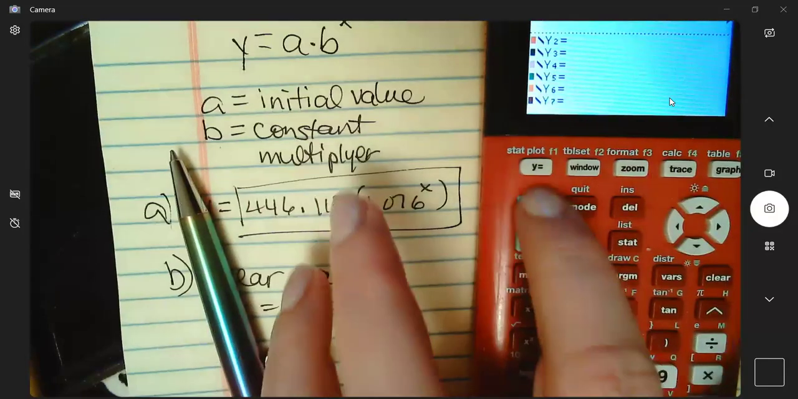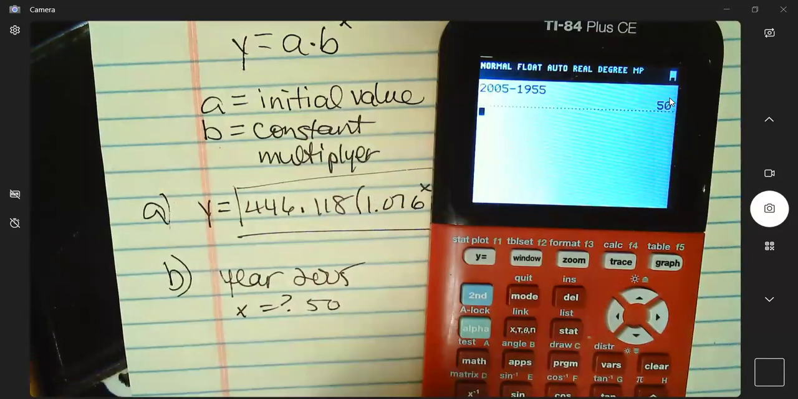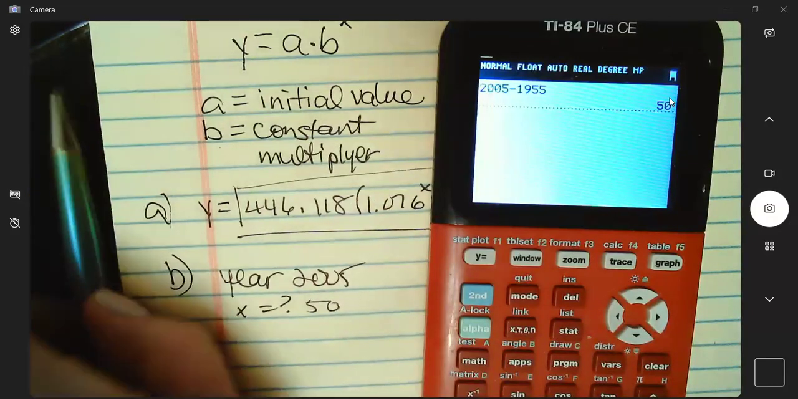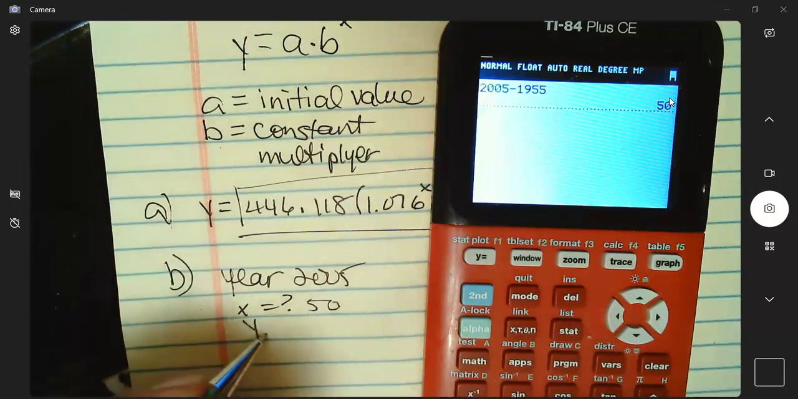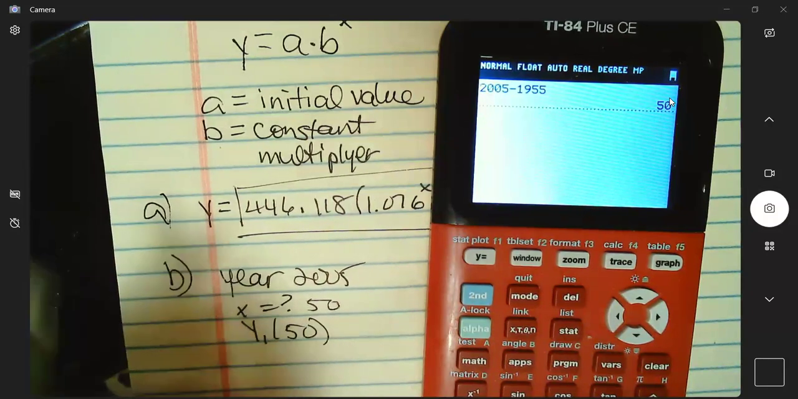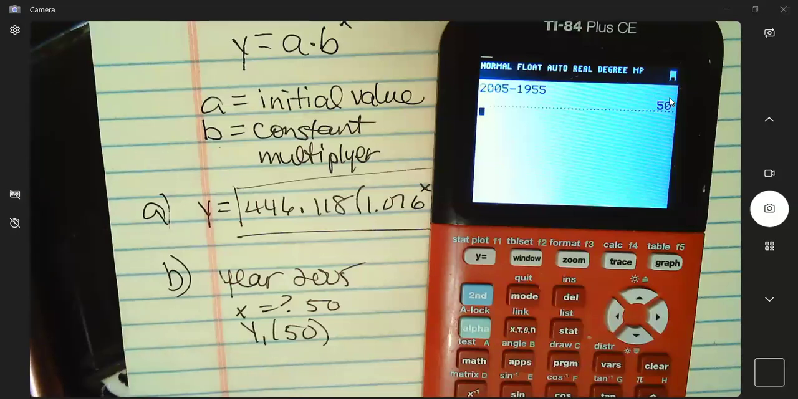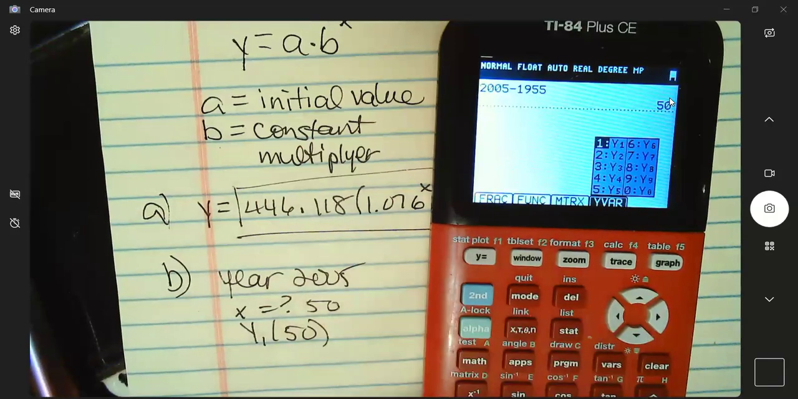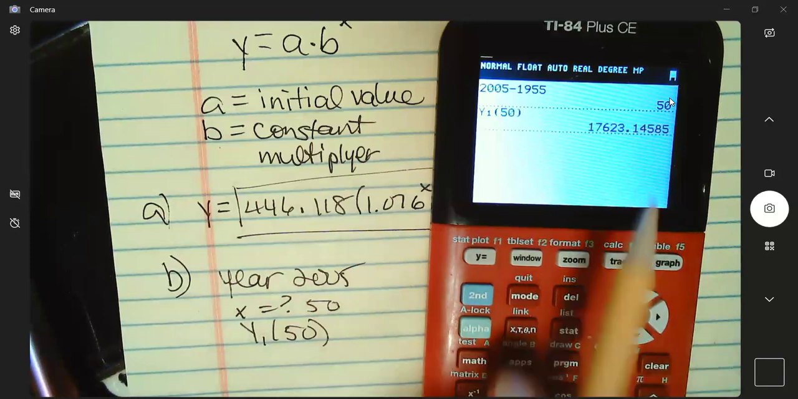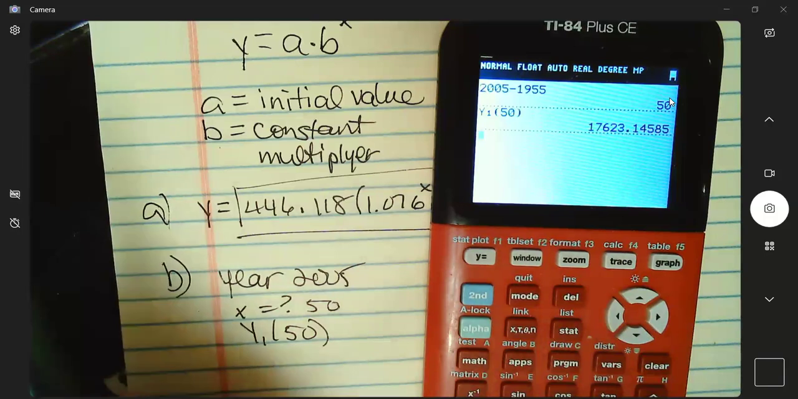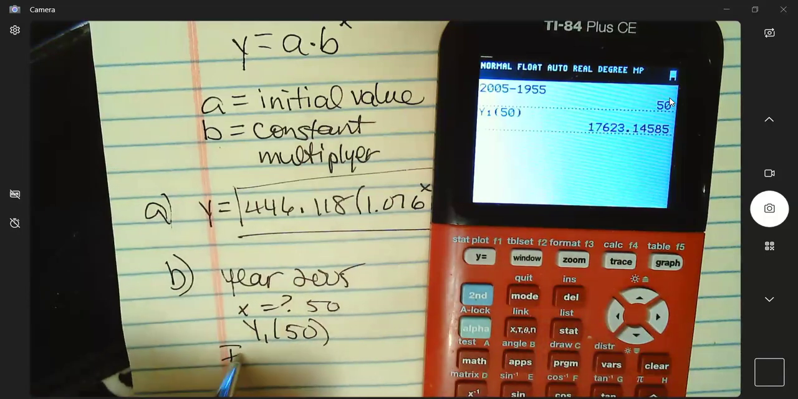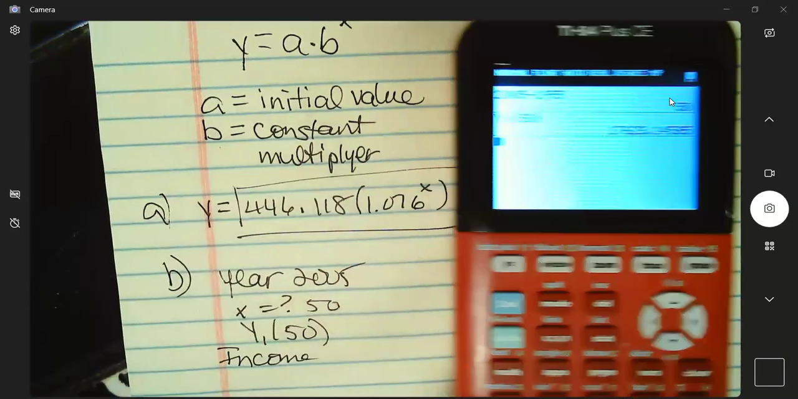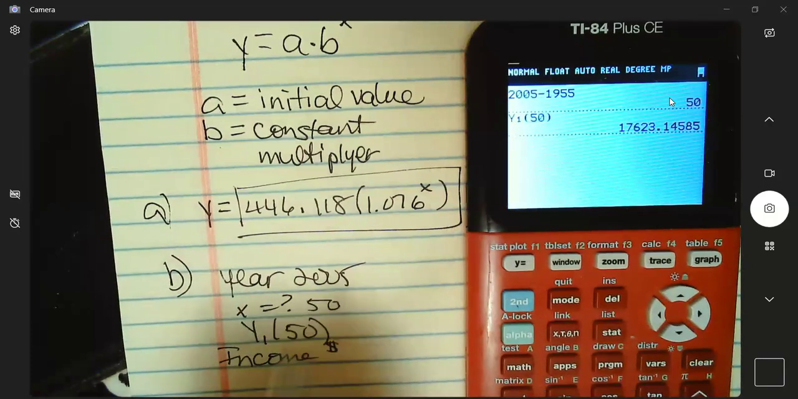So on the main screen, we're just going to use function notation. Instead of where we'd normally write f of 50, we're going to write y1 of 50. So alpha F4 gives you the Y1 symbol, and then just use your parentheses for the input. And that is going to be our total personal income earned for the whole country during that year.